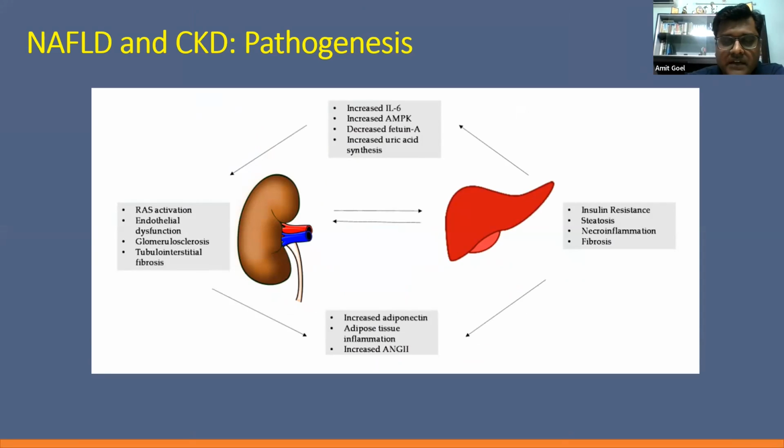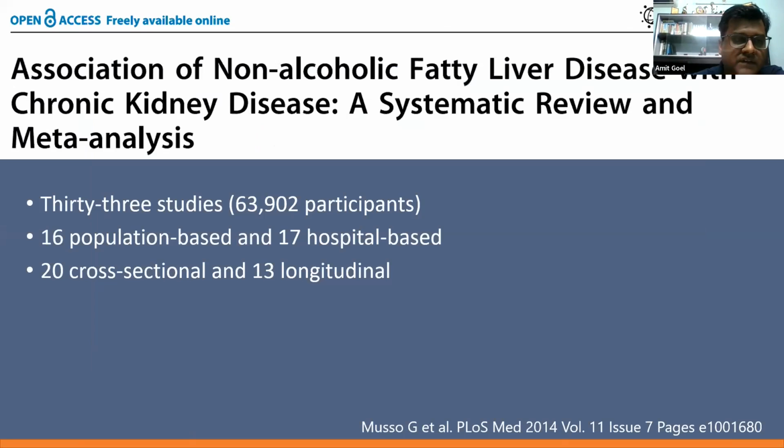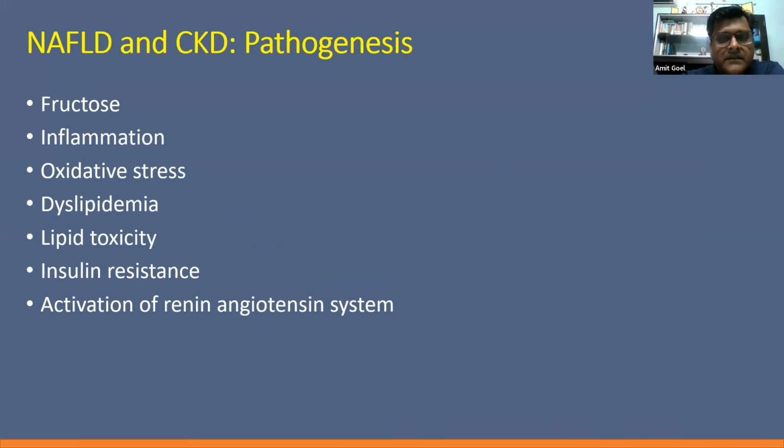How the liver and kidney are interacting and how the liver disease is leading to kidney disease in these patients, there can be intricate mechanisms, very large reviews, numerous hypotheses, and these are the most common pathogenic agents where fatty liver leads to chronic kidney disease. Fructose, one of the main causative agents for fatty liver disease, leads to chronic kidney disease, inflammation, oxidative stress, dyslipidemia, lipid toxicity, insulin resistance, and activation of the renin-angiotensin system. So these are the main agents which have been considered as a link for fatty liver disease leading to chronic kidney disease. I will not go into the detail.